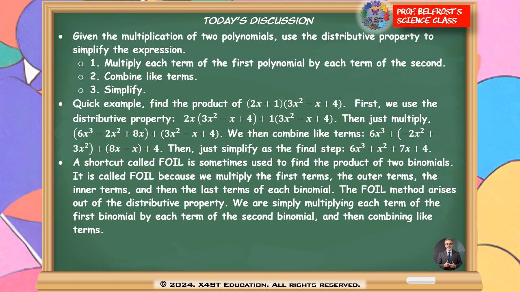So to do multiplication of two binomials, sometimes we use a shortcut called FOIL. It is called FOIL because we multiply the first terms, the outer terms, the inner terms, and then the last terms of each binomial. So the FOIL method arises out of the distributive property. We are simply multiplying each term of the first binomial by each term of the second binomial and then combining like terms. Let's see the example.